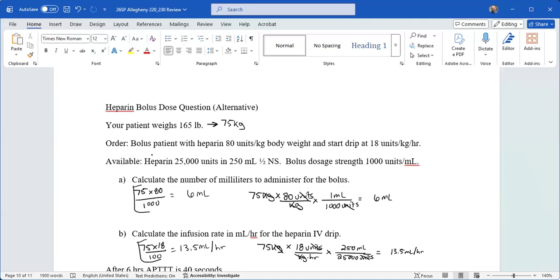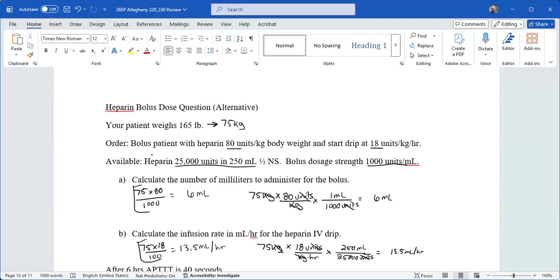So I have a question. Once you do the 75 times 80 by 1,000, we have a 1,000 unit. We can see that, but on the other one, when you do the 75 times 18 by 100, can we always put 100 on that? Yeah, as long as those are all the same, that's what that's based off of: this, this, this, and this.